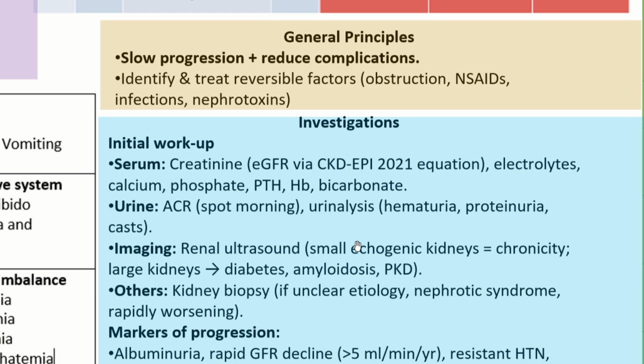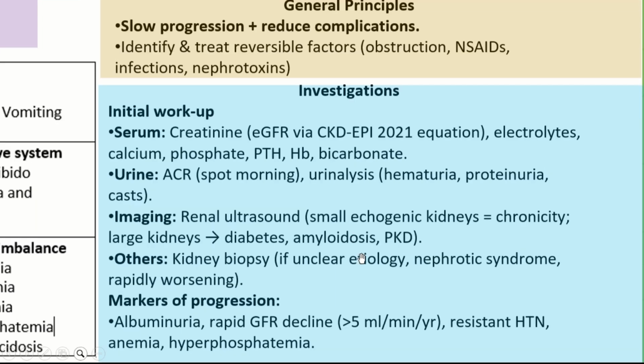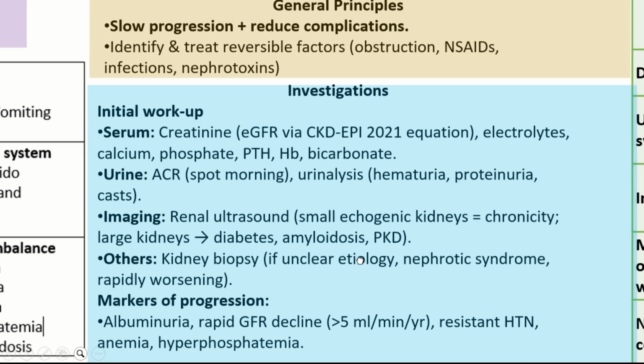On imaging, we can do the renal ultrasound, and in chronic kidney disease, most of the time you're going to see small echogenic kidneys, except in conditions like diabetes, polycystic kidney disease, and amyloidosis, where the kidneys may actually be large. Then we can do a biopsy if we want to come up with the etiology of the disease. And then we can do other labs that help act as markers for the progression.